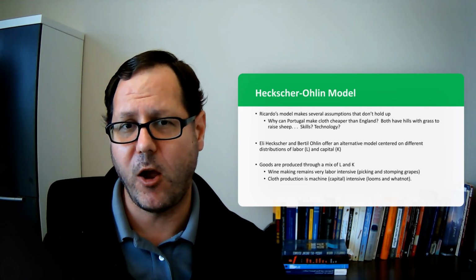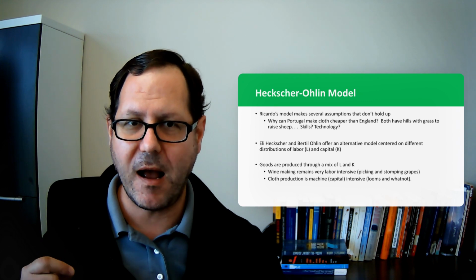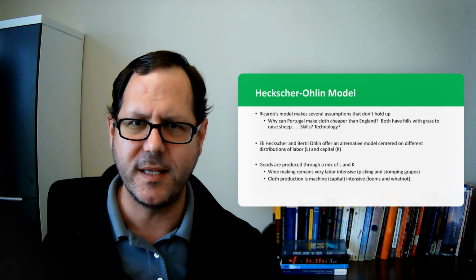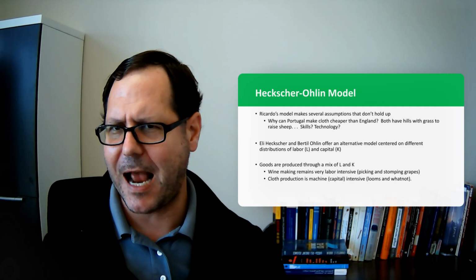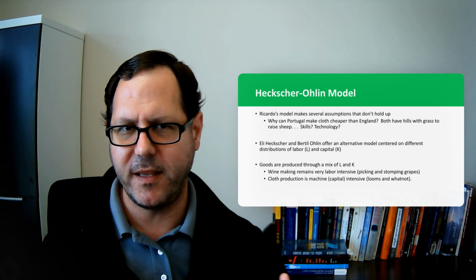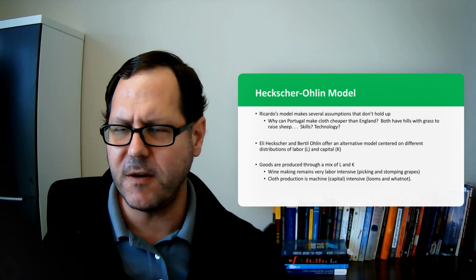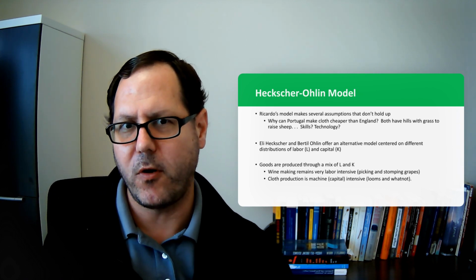And the Heckscher-Ohlin model helps us get at that by thinking about countries and how their economies work in terms of two different components of production: labor and capital. Capital being cash, but also machines, basically the stuff that goes into production. And different goods are going to require a different mix of labor and capital.